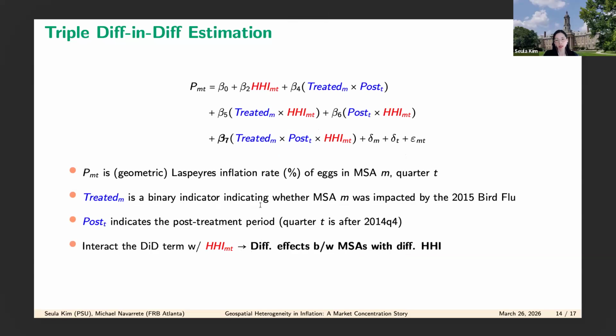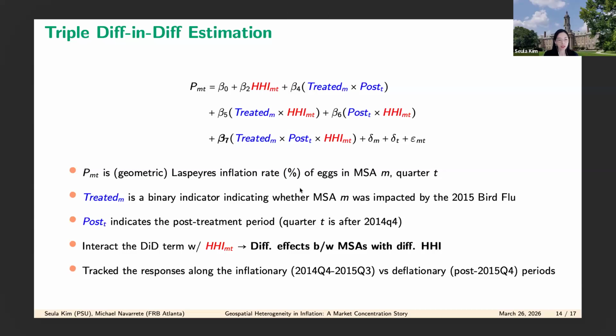And our main focus here would be this triple interaction term between these diff terms and the HHI index, which should capture differential responses of retailer price with respect to this cost shock, and how that varies across regions having different degrees of market concentration. And then our sample includes 2 years prior to the shock and 2 years after the shock, so it covers 2012 through 2016. And we further track the responses along different phases of the shock. So we decompose the sample into inflationary period and deflationary period, where inflationary period captures the period in which the national inflation for eggs is positive. So this will basically capture the period right after the shock, where the retail prices immediately respond to the shock.